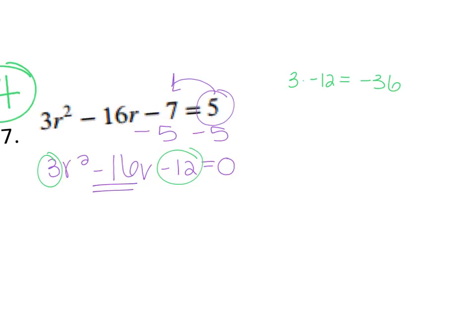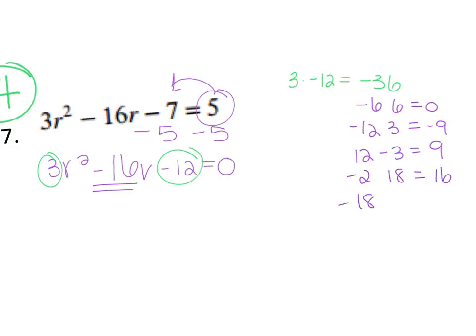So I have negative 36, that's negative 6, positive 6, that adds up to 0. I have negative 12 and 3, that adds up to negative 9. I have positive 12, negative 3. That adds to positive 9. What about negative 2 and a positive 18? Well, that gives me a positive 16, so that means negative 18 plus a positive 2 will give me a negative 16, and there you go. So these are going to be the factors I use.